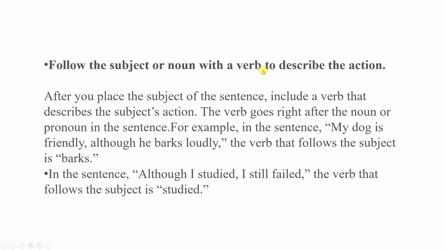Now follow the subject or noun with the verb to describe the action. Here, after you place the subject of the sentence, include a verb that describes the subject's action. The verb goes right after the noun. For example, my dog is friendly although he barks loudly. Okay. So here, the subject is dog. My dog is the subject, is friendly although he barks loudly. Now in the sentence, although I studied, I still failed, the verb that follows the subject is studied.